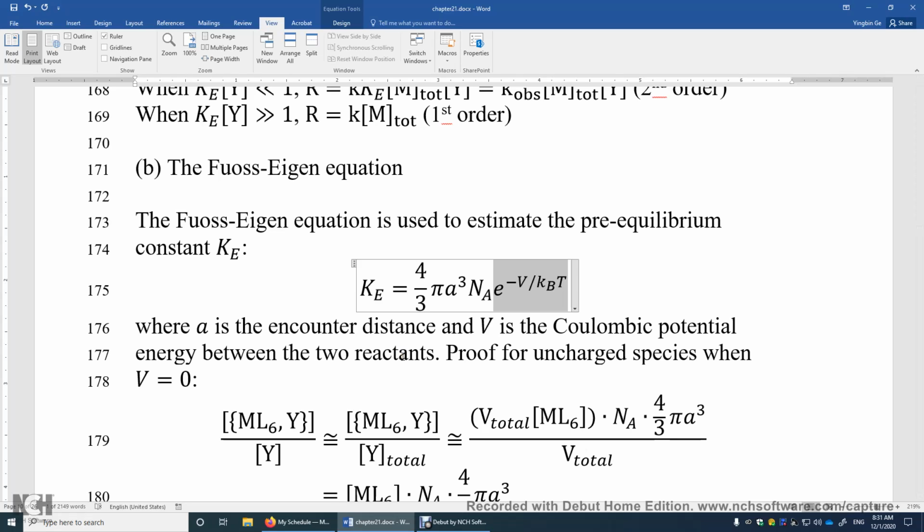What if the ligand repels the transition metal? Then the repulsion energy is positive. This V is positive, and then this exponential function is less than 1. If they repel each other, it's less likely for them to form the intermediate. Again, this is just to make my analysis complete. It almost never happens. I have never seen a case in which the entering ligand repels the transition metal complex.